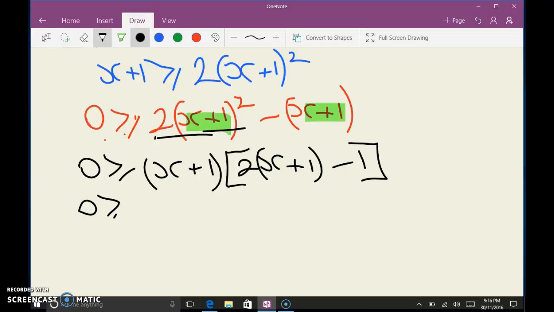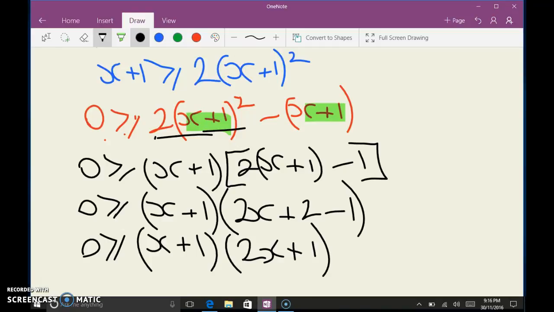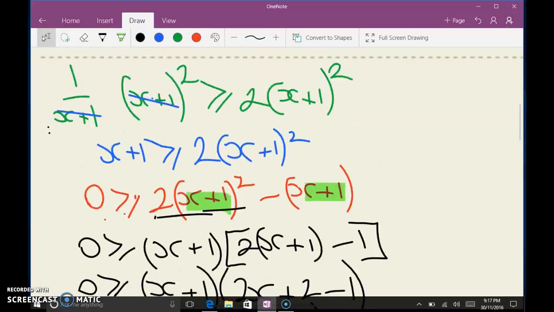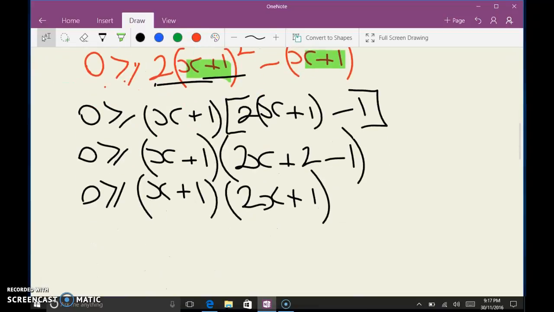So still 0 greater than x plus 1, 2x plus 1. Awesome. Everyone happy with that thus far? So what we've done is we've got the x plus 1 off the bottom of the fraction, we've found a common factor of x plus 1 in there, and now we've just factorised it, so we've got that.